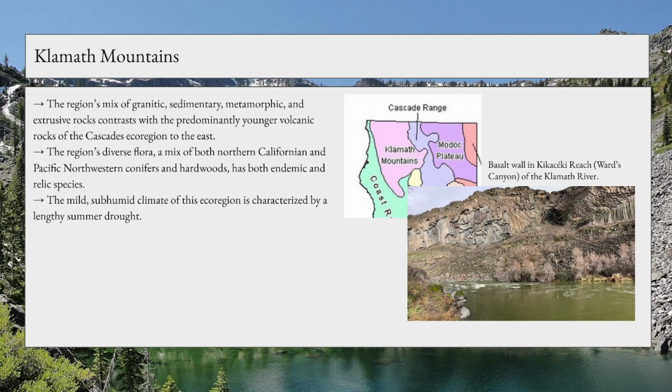And this ecoregion has a mild subhumid climate characterized by a lengthy summer drought, not unlike the rest of California. And the region has very diverse flora, a mix of both Northern Californian and Pacific Northwestern conifers and hardwoods, and it has both endemic and relic species.